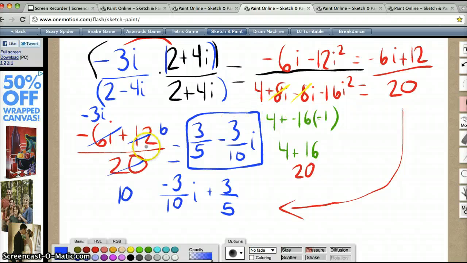Then we're going to go ahead and reduce that. So we're going to divide each of those by 2. 2 goes into a negative 6, a negative 3i. 2 goes into 12 6 times, and 2 goes into 20 10 times. So we have negative 3 over 10 i plus 3 over 5, which gives us 3 over 5 minus 3 over 10i, because we have to put it into the a plus bi form.